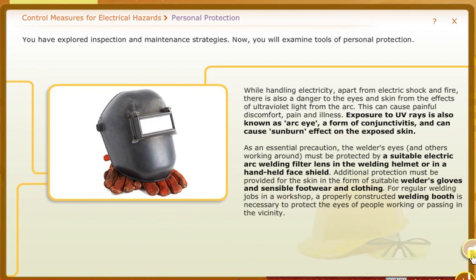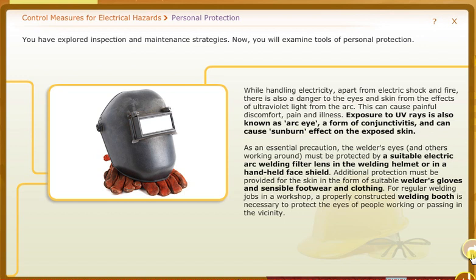You have explored inspection and maintenance strategies. Now, you will examine tools of personal protection. While handling electricity, apart from electric shock and fire, there is also a danger to the eyes and skin from the effects of ultraviolet light from the arc. This can cause painful discomfort, pain, and illness. Exposure to UV rays is also known as arc eye, a form of conjunctivitis, and can cause sunburn effect on the exposed skin.